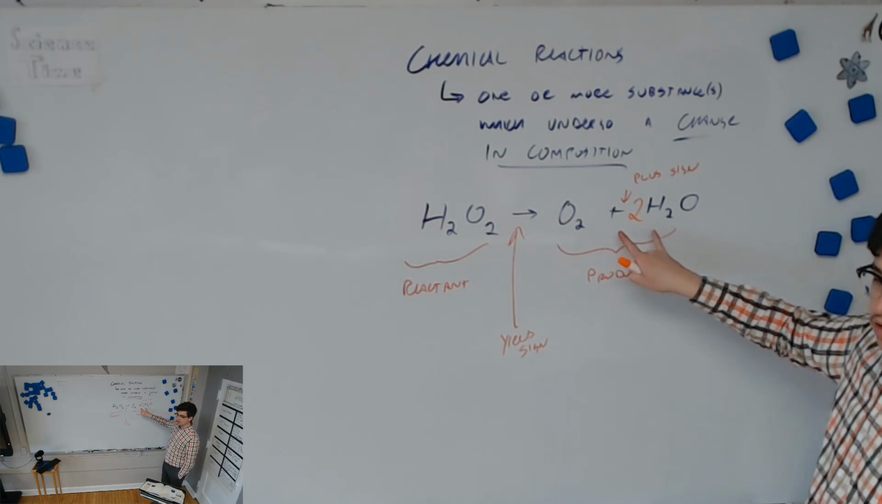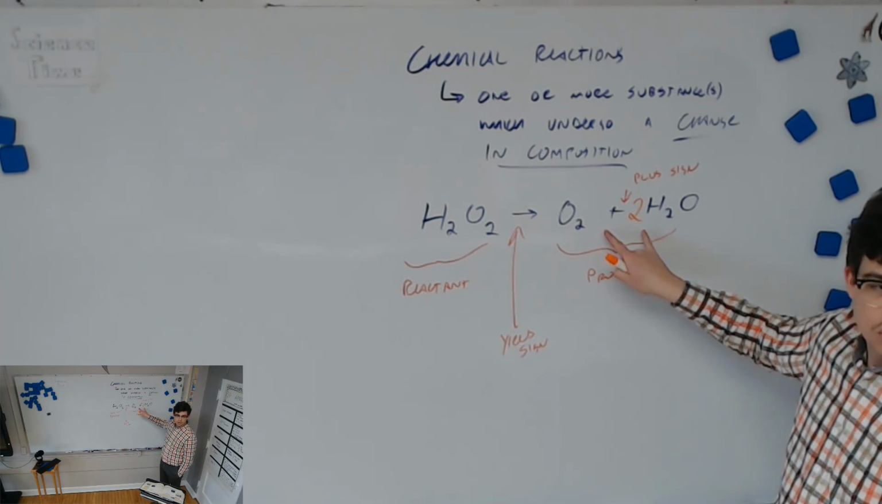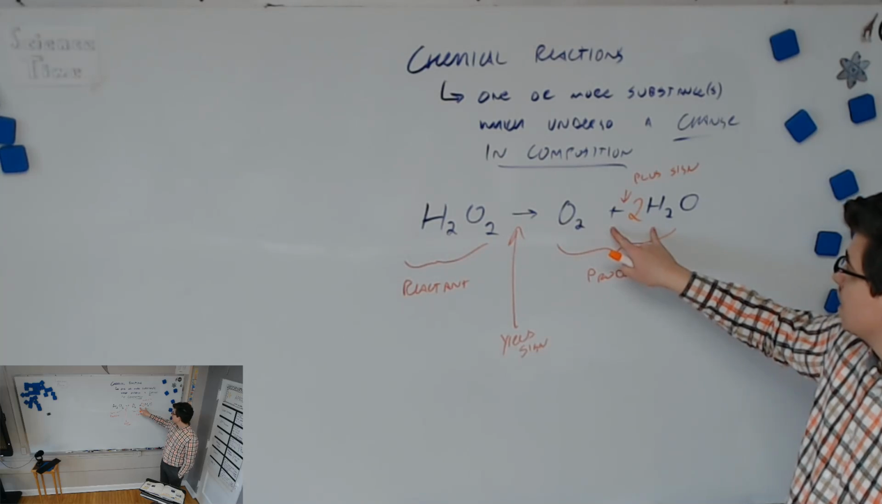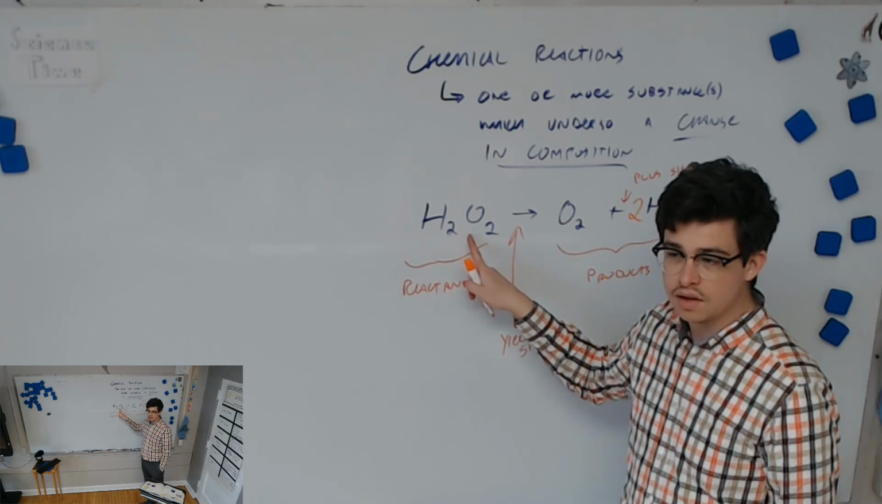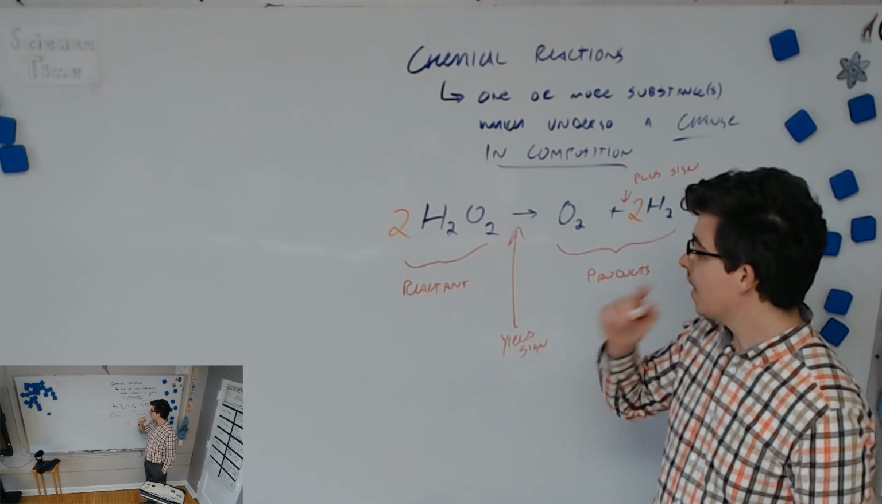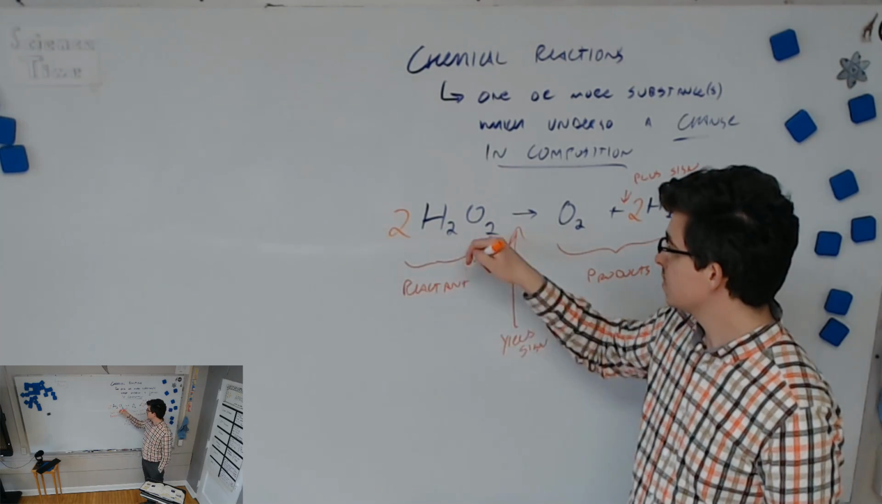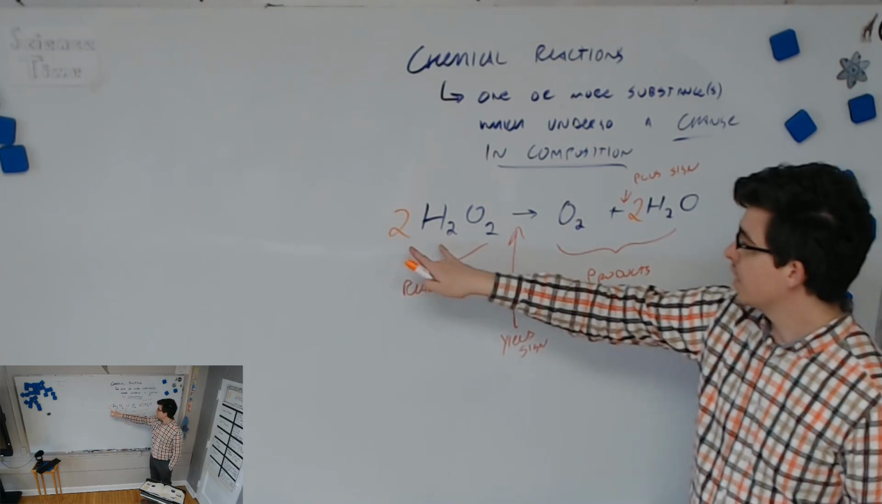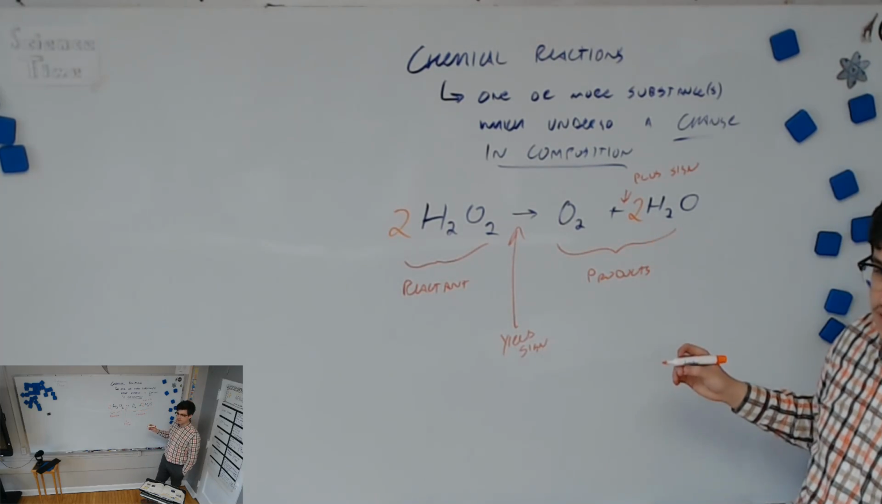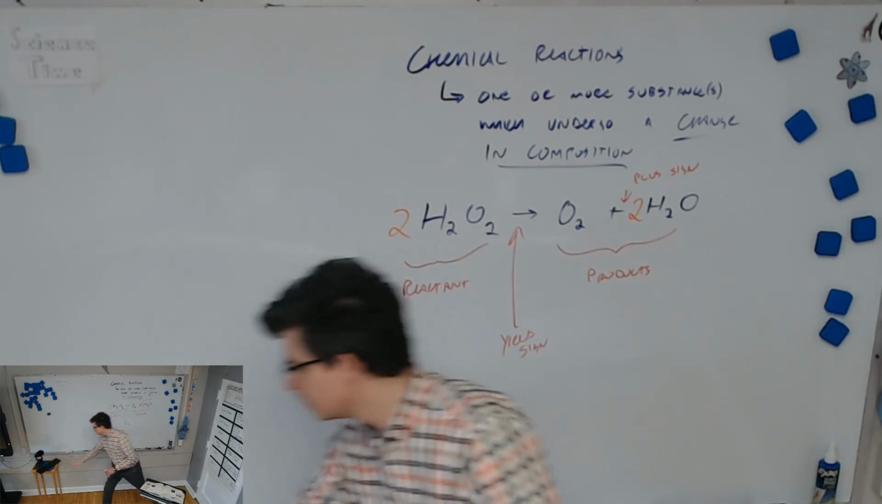Now we have altogether how many oxygens on this side? 4. We have 4 oxygens on this side, because it's 2 plus 2 times 1 is 2. And then on this side we have how many? 2. So we multiply that by 2, and that gives us 2 times 2 is 4 oxygens. And then we have 4 hydrogens and 4 hydrogens. Is it balanced? Yes, balanced.